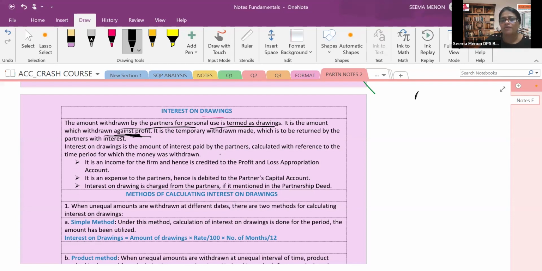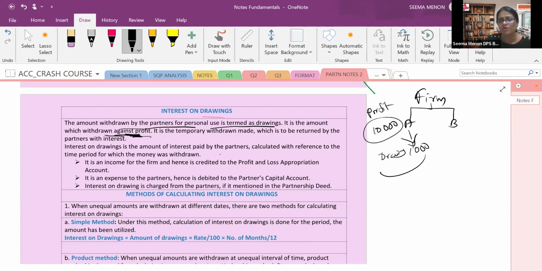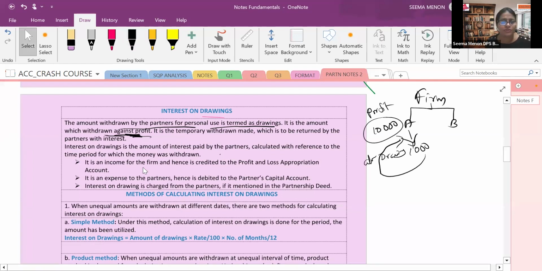Again, I am discussing there is a firm. The partners are A and B, and they made a profit of 10,000. A had withdrawn 1,000 rupees from the firm, and this is known as drawings. And this is the profit. Profit में से इन्हें withdraw कर दिया है, so that he has to return this to the firm. How? Along with the interest. Interest rate will be decided by the firm as per their terms and conditions or policy.